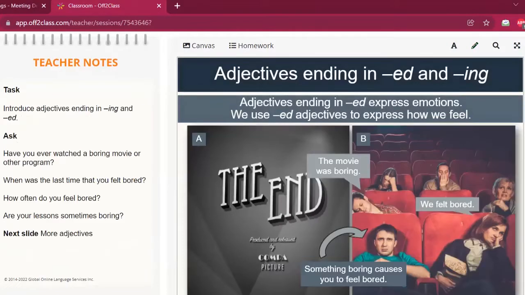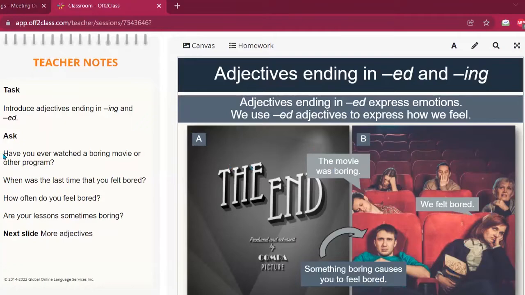طيب الآن عندنا نوعين للadjectives احنا adjectives ending in ed and ing. Adjectives ending in ed, they express emotions. We use ed adjectives to express how we feel. Okay? So, for example, the movie was boring. So, we felt bored. So, where is the emotion? Is that we felt bored. So something boring causes you to feel bored. Okay, so the movie let us feel bored. So bored, with the adjective with ed, expresses the emotions and how we feel.